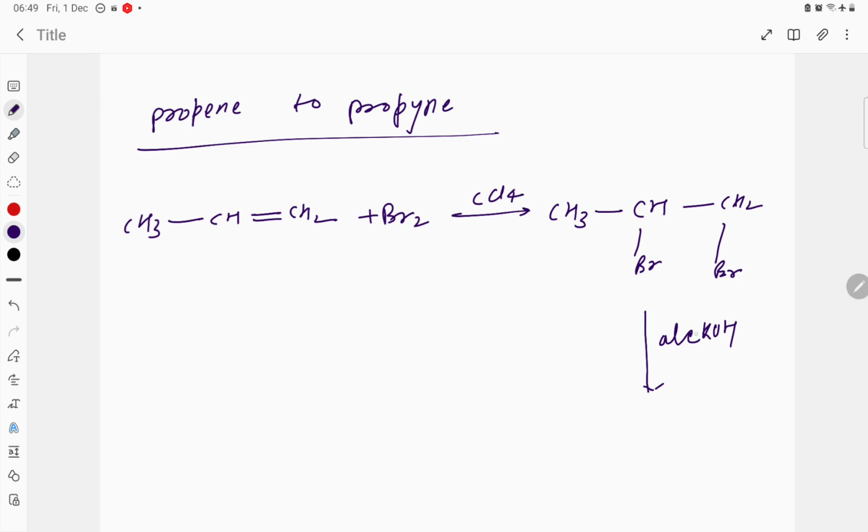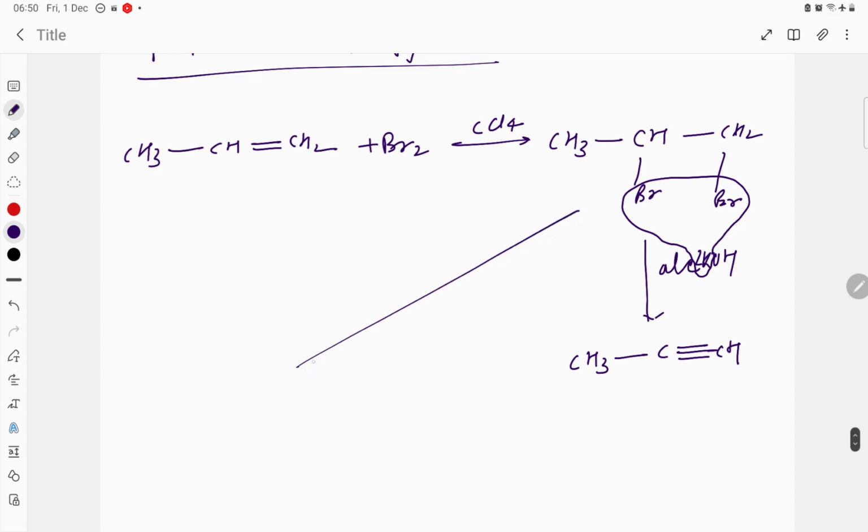So what will be there, student, if you are taking 2 molecules? So 2 KBr is going to be out, and 2 water molecules also. So it will directly give CH3 C triple bond CH. There is one more way, student, that is you take it with alcoholic KOH.